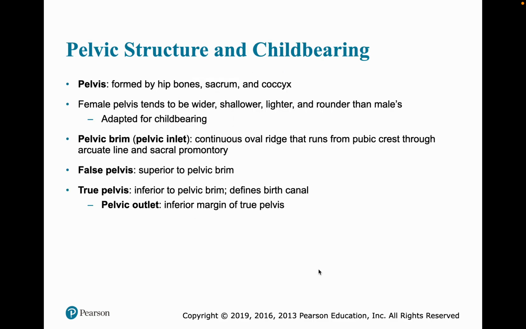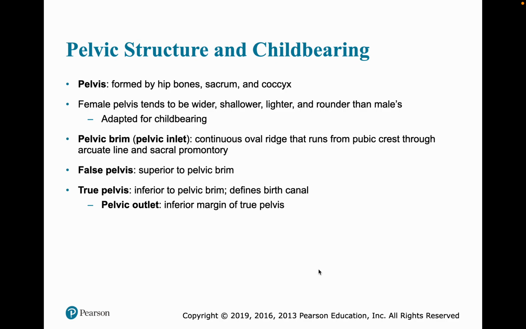So the major differences between the male and female skeleton are all related to the process of childbirth. And in the pelvis, we see some important general differences between male and female. The female pelvis tends to be wider, shallower, lighter, and rounder than a male's. The pelvic brim, or the pelvic inlet, is a continuous oval ridge that runs from the pubic crest to the arcuate line to the sacral promontory.